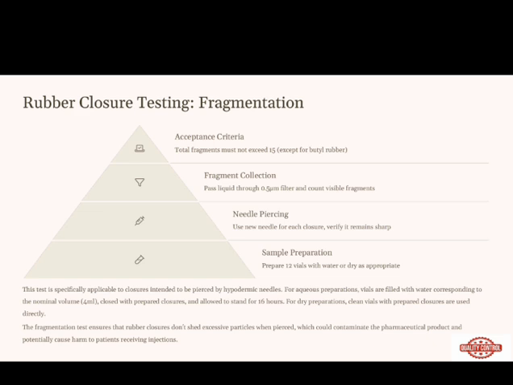This test is specially applicable to closures intended to be pierced by hypodermic needles for aqueous preparations. Vials are filled with water corresponding to the nominal volume 4 ml, closed with prepared closures, and allowed to stand for 16 hours. For dry preparations, clean vials with prepared closures are used directly. The fragmentation test ensures that rubber closures don't shed excessive particles when pierced, which could contaminate the pharmaceutical product and potentially cause harm to patients receiving injections.